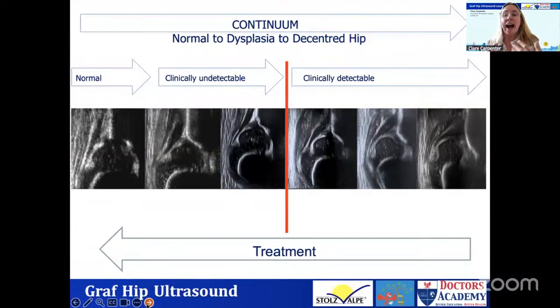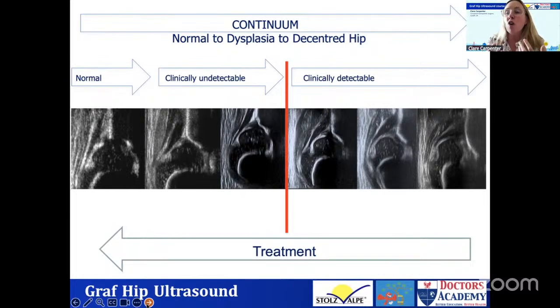So what the hip ultrasounds show us visibly is this continuum from a normally developing hip to a hip that's dislocated. And Sandeep has mentioned that the majority of these are clinically undetected. Well, at best, we have 70% clinically detectable, even in expert hands.